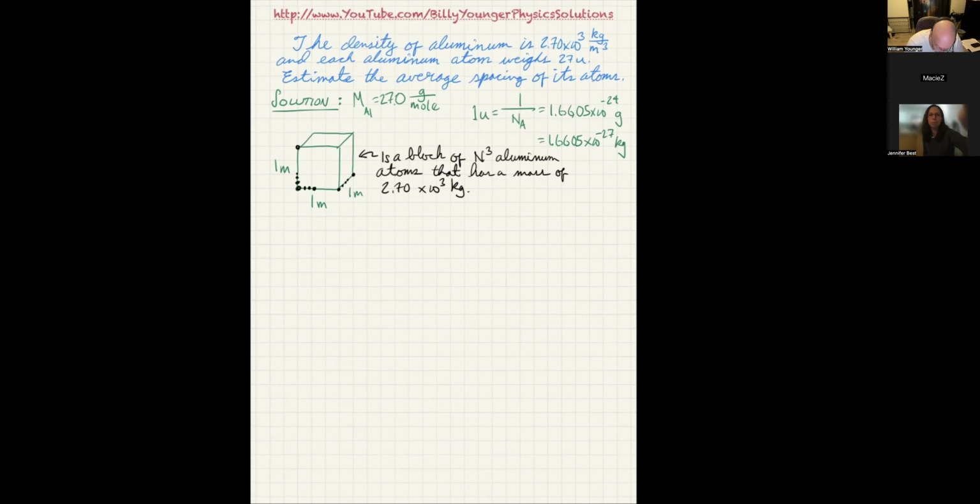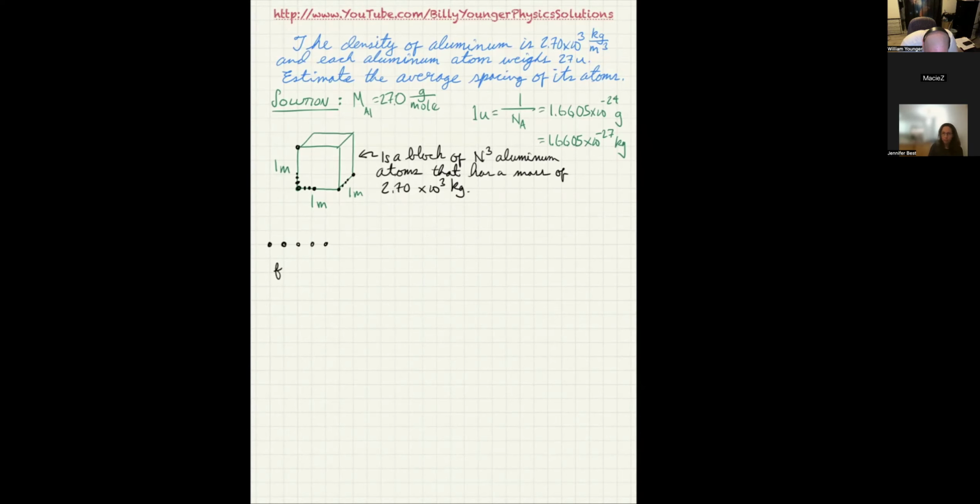And I want you to think about just one of those edges, the one going up and down, or the one going left and right, or the one going in and out of the screen. Doesn't really matter, but I'm going to model that as if it's 5. So there'll be 1, 2, 3, 4, 5 atoms.